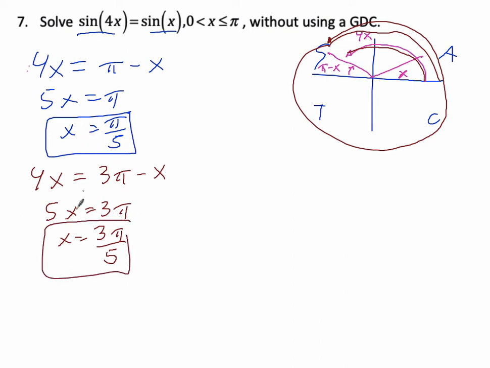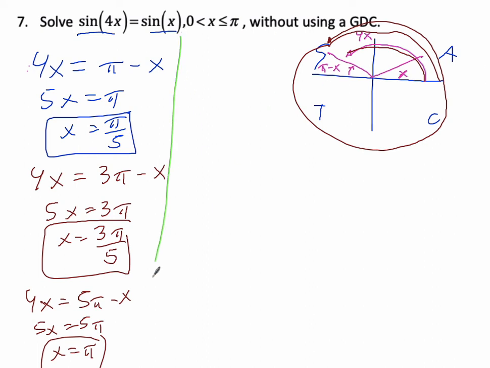We could do that again. You could say 4x equals 5 pi minus x, right? So 5x equals 5 pi. So x equals pi, and that is included in our range, so that is another answer. So basically you get pi over 5, 3 pi over 5, pi, you keep going with that pattern, 7 pi over 5, but 7 pi over 5 is too big, right?